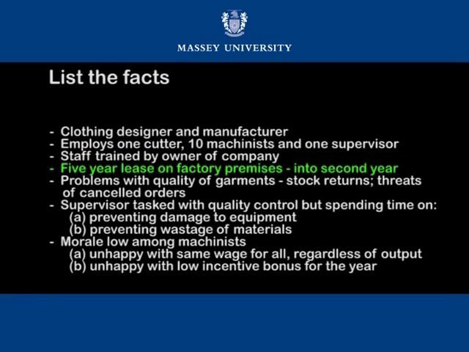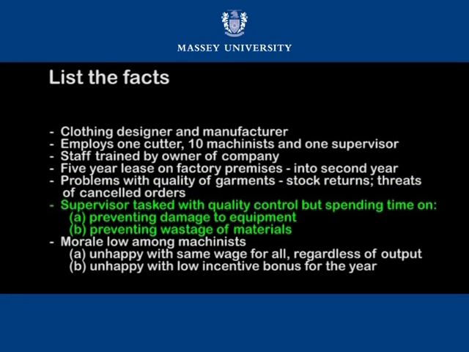Next, I've taken out information on the premises of the company, noting that the owner is only into the second year of a 5-year leasing contract. Then I've noted the problems identified in the case. Problems with quality of garments produced, resulting in stock returns and threats of cancelled orders.